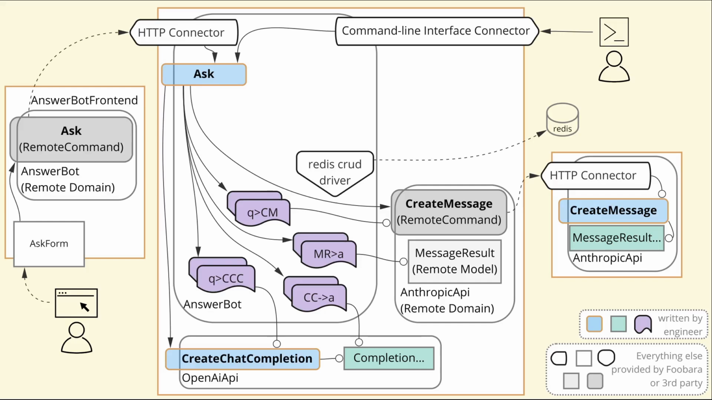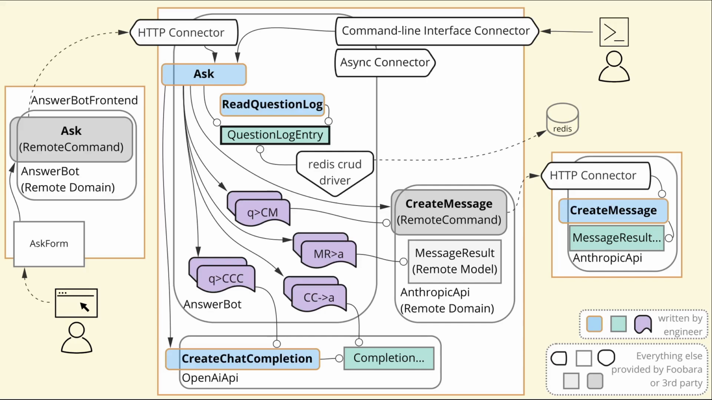So then we added a CRUD driver, in this case a Redis CRUD driver, which knows how to read and write entities to and from Redis. We added a question log entry entity, and we started writing these out from Ask. We then added a read question log command, and this was for convenience so that from a Ruby console we could actually look at the question log. We did this because then we added an async connector, connected it to Ask, fired up some workers, and we were able to run read question log in a Ruby console after having run Ask asynchronously, and we saw that it did actually get answered asynchronously.